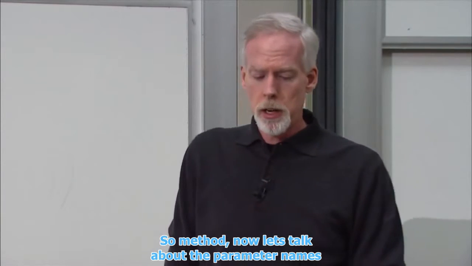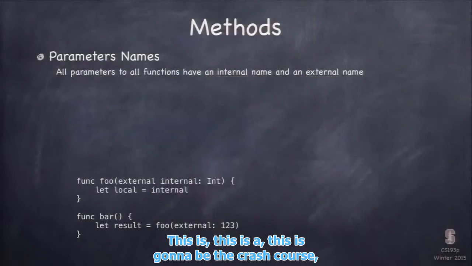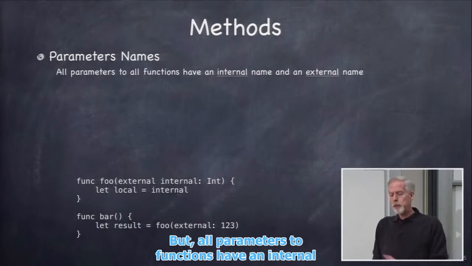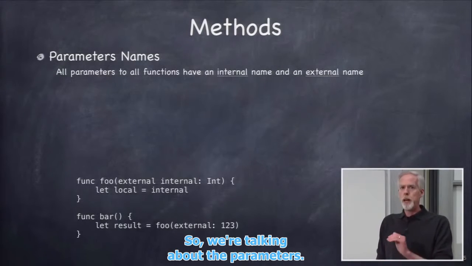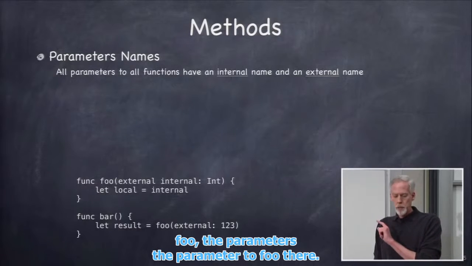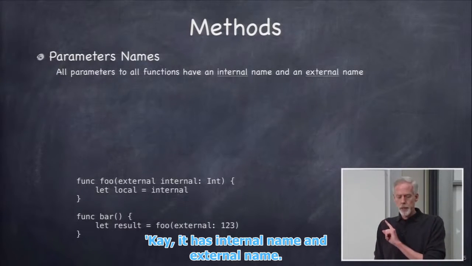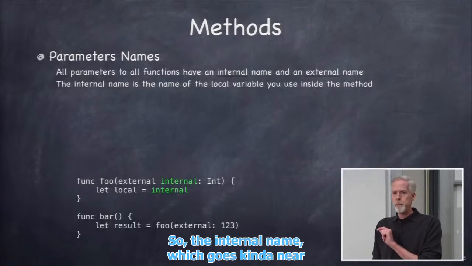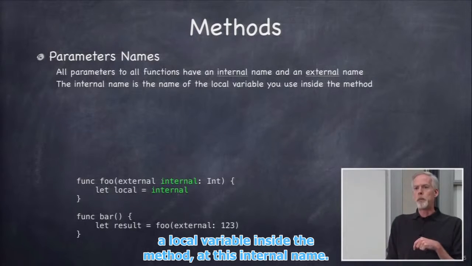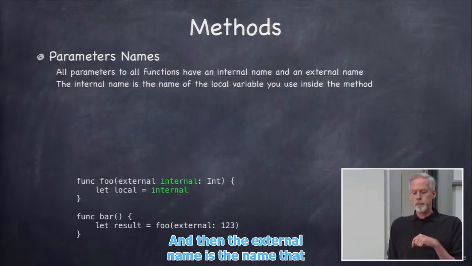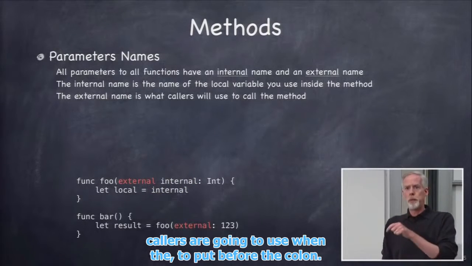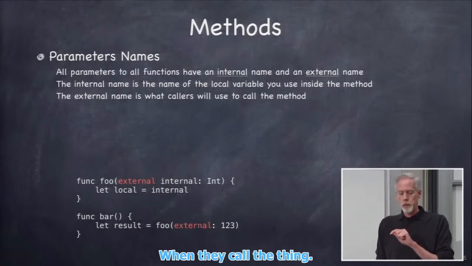So methods. Now let's talk about the parameter names of methods. This is going to be the crash course. You read all about this, I hope, in the documentation. But all parameters to functions have an internal name and an external name. So we're talking about the parameters, okay? So down there, foo, the parameter to foo there, it has an internal name and an external name. So the internal name, which goes kind of near the colon, is the name that thing is going to have as a local variable inside the method. That's its internal name. And then the external name is the name that callers are going to use to put before the colon, okay, when they call the thing.